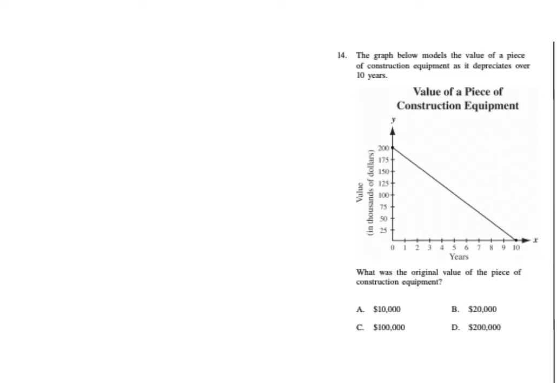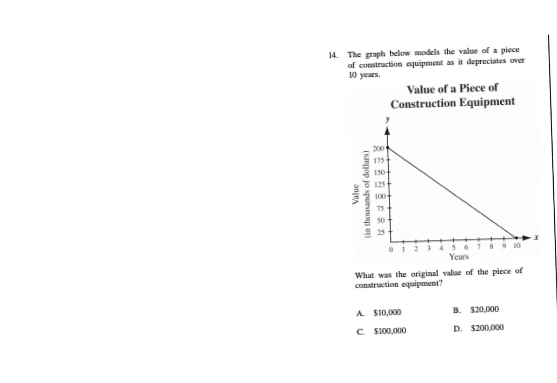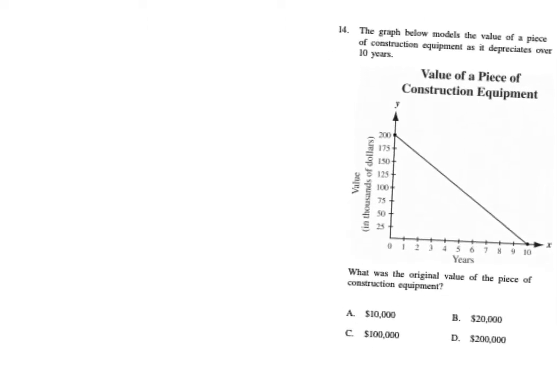All right, so I got this question number 14. The graph below models the value of a piece of construction equipment as it depreciates over 10 years. We have the graph here. Well, the question is, what was the original value of the piece of construction equipment, right?